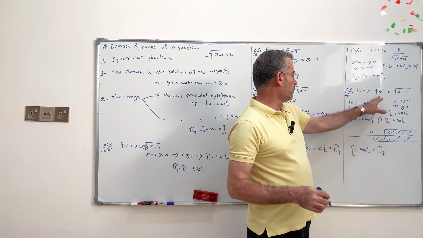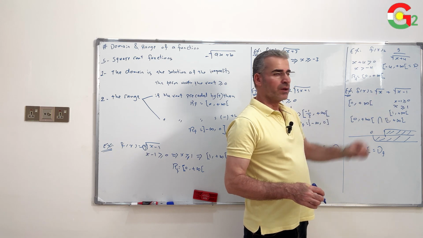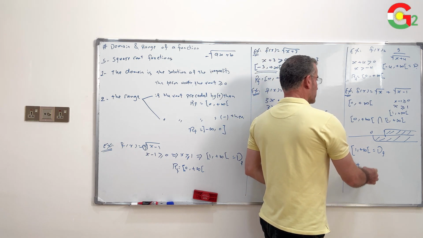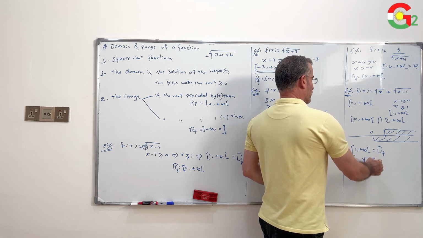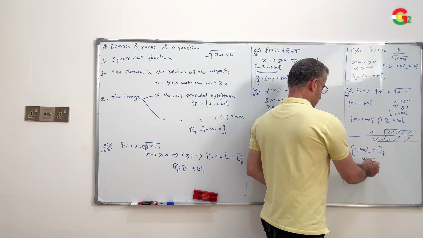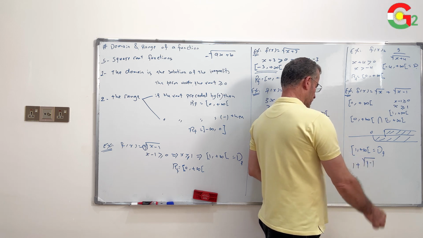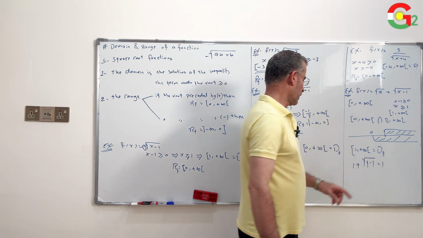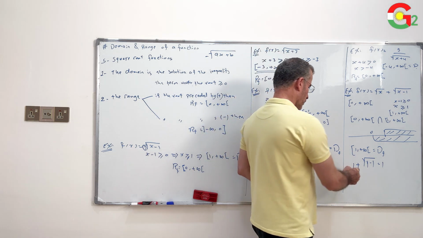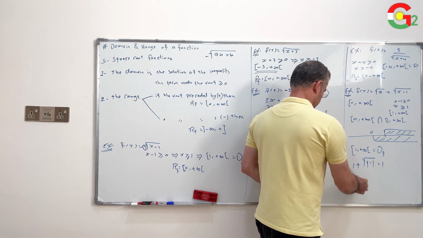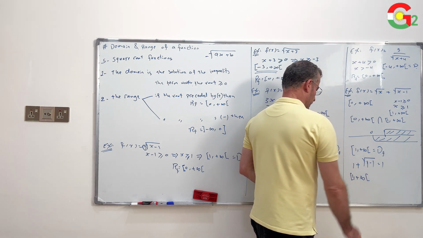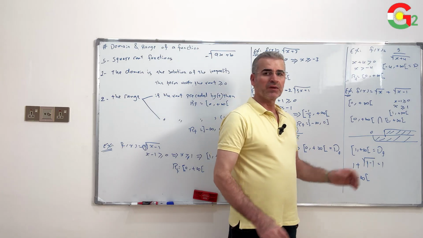Now, when I substitute 1 in the first root, the function will be 1 plus square root of 1 minus 1, which is 0, then the answer is 1. So the first point in the range is 1, and the range is 1 up to positive infinity. It is not from 0 to infinity.